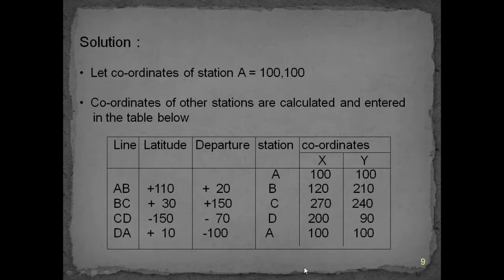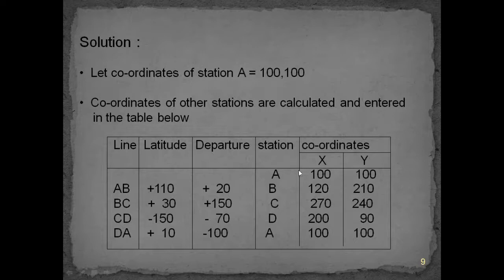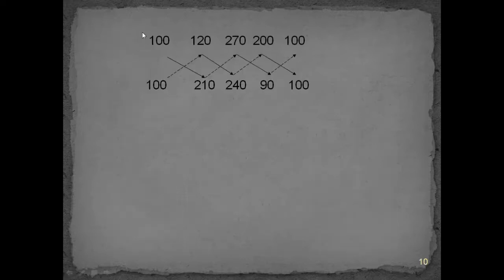So these are the coordinates, right? Based upon these coordinates, you are going to find out the area. Now how to arrange this? In this way: x1, x2, x3, x4 and x1, then y1, y2, y3, y4 and y1. So x1 is 100, then 120, 270, 200, 100, and the y values 100, 210, like that we have arranged.